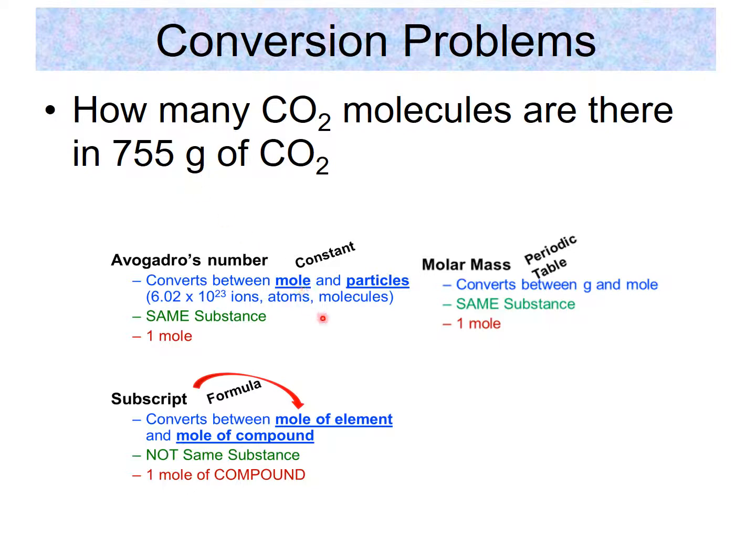It wouldn't be Avogadro's number, and it wouldn't be the subscript conversion factor. It would have to be molar mass. So that's a clue to us that we need to use molar mass. Another clue would be the word molecules. That would be a clue that we need to use Avogadro's number. All right, so let's take a look at solving this problem using our chart to help us create the roadmap.